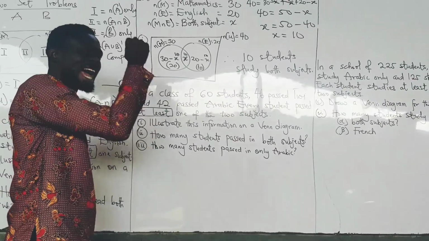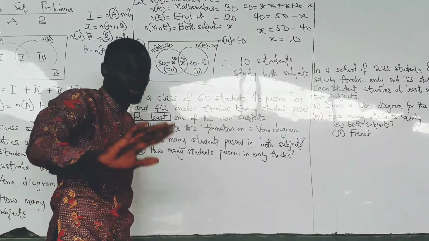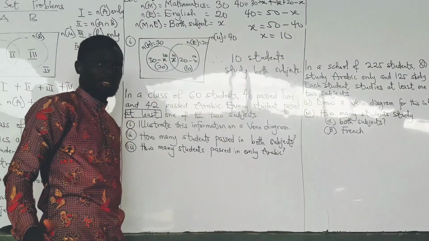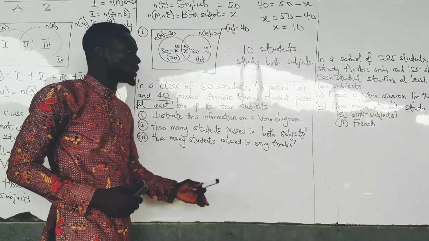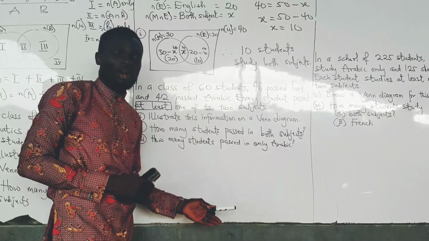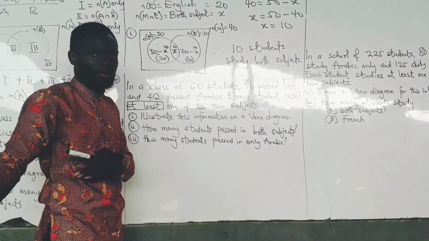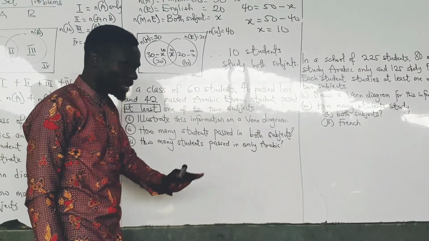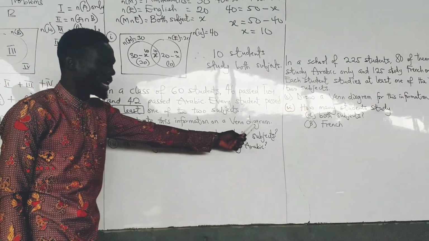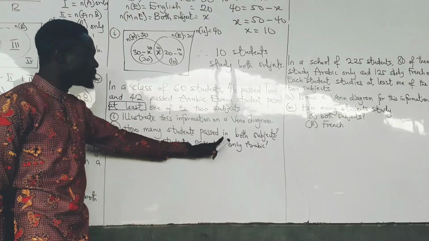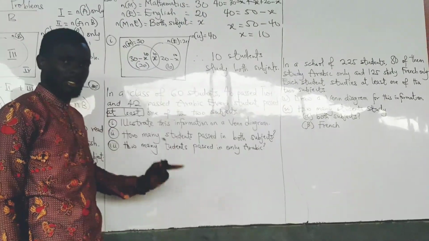Now since we've said at least, it means there is no complement, which means all the students, if the person didn't perform well in P, he or she performed well in Arabic. So there is no complement. Now we have here, illustrate the information on the Venn diagram. Then how many students pass in both subjects?